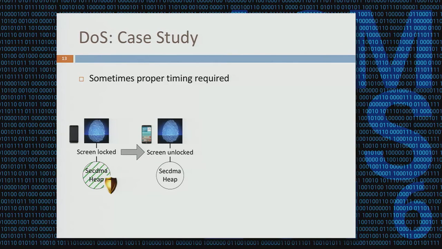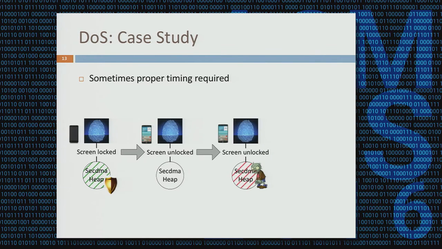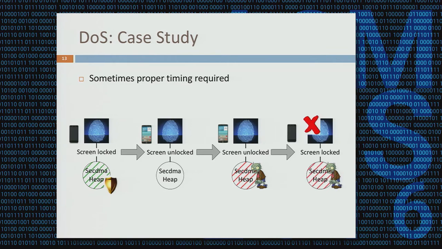But as long as the screen is unlocked, the fingerprint service will release the memory from the SecDMA heap. So now, an attacker can occupy all the memory of the SecDMA heap. And the next time the screen is locked, the fingerprint service will find itself unable to allocate any memory from the SecDMA heap. So the result is a user will be unable to unlock the device with his own fingerprint.